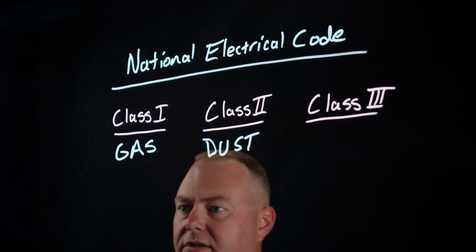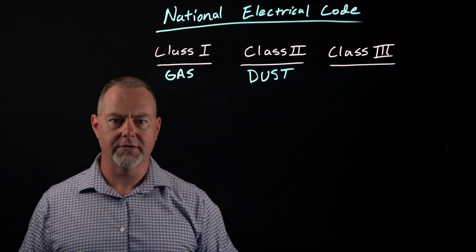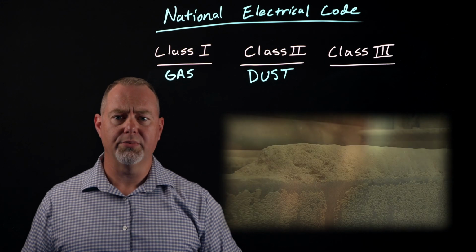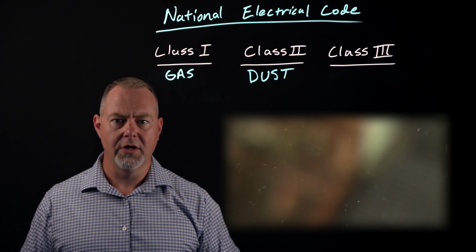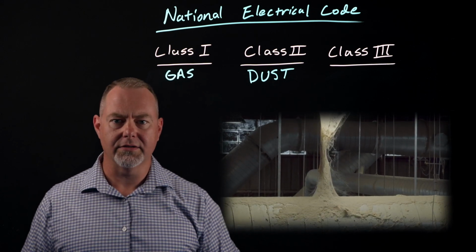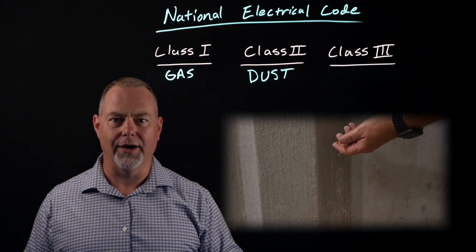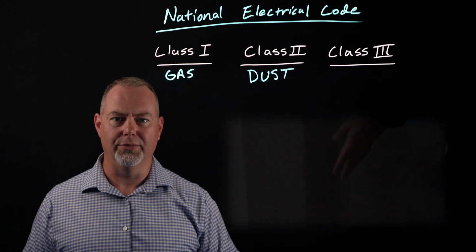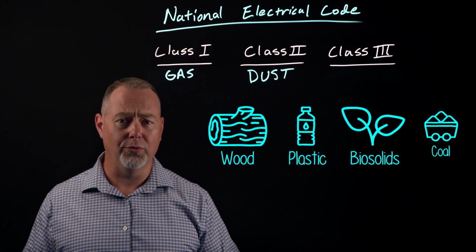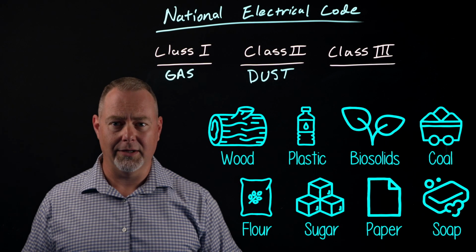We're talking about dust here. Class 2 environments are the areas where you will find combustible dust. Combustible dust is defined as solid particles which present a fire or explosion hazard when suspended in air. Combustible dust is often either organic or metal dust that is finely divided into small particles, fibers, fines, chips, chunks, flakes, or some other combination of these. Types of dust include, but are not limited to, wood dust, plastic or rubber dust, biosolids, coal dust, and organic dust such as flour, sugar, paper, and soap, just to name a few.